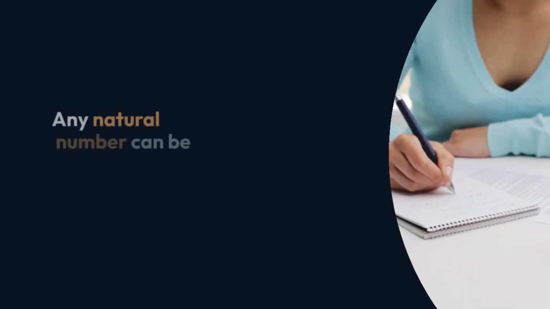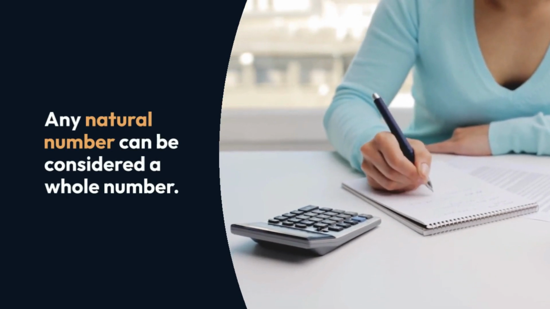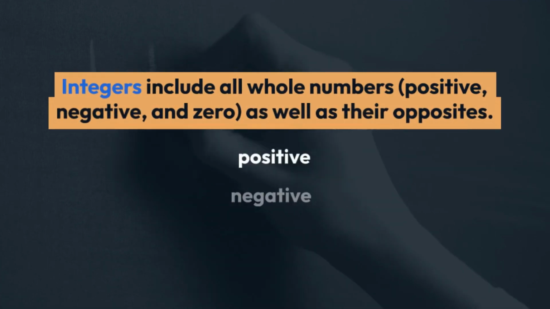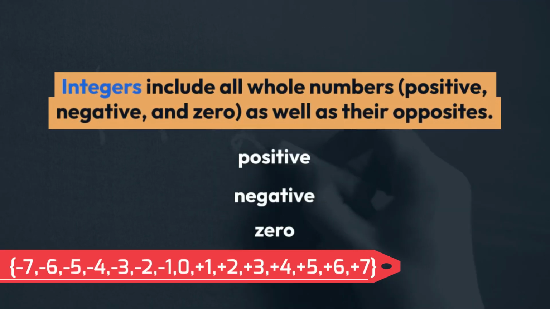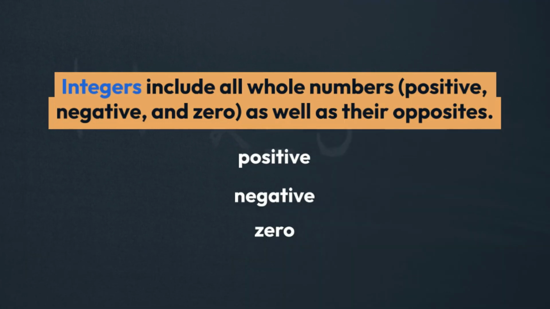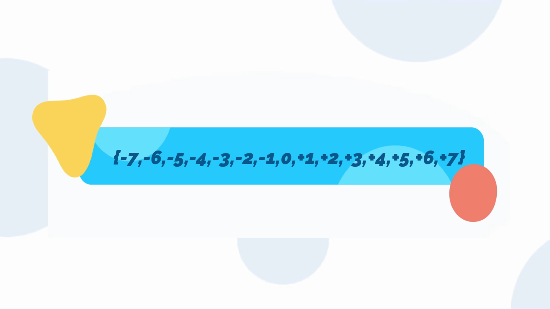How can we convert whole numbers into integers? Whole numbers already include the number 0. Integers, on the other hand, include all whole numbers, positive, negative, and 0, as well as their opposites. To convert a whole number into an integer, we can simply assign a positive or negative sign to it, depending on whether it is already positive or negative, respectively.